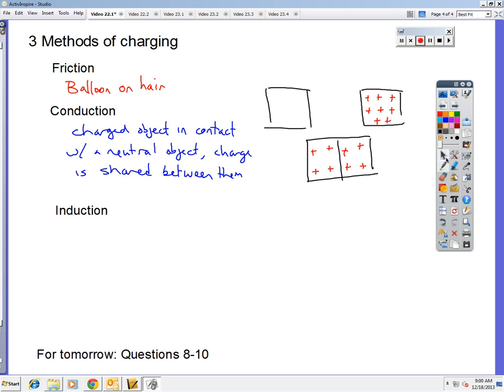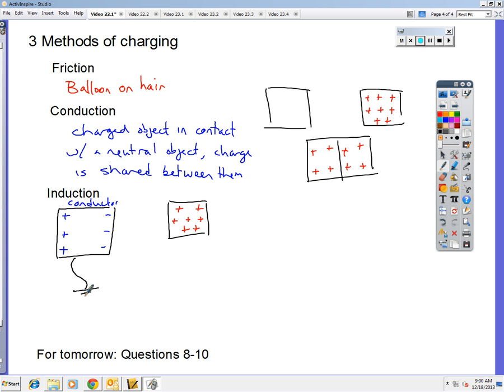Now the last one, and the most complicated one, is charging by induction. In this one, and induction only works for conductors, you start off with a neutral conductor. And you also start off with some positive charge, and that can be on a conductor or an insulator. And you bring that positive charge very close to this conductor. And it becomes polarized. Negative charges move to the near side, positive charges show up on the far side.